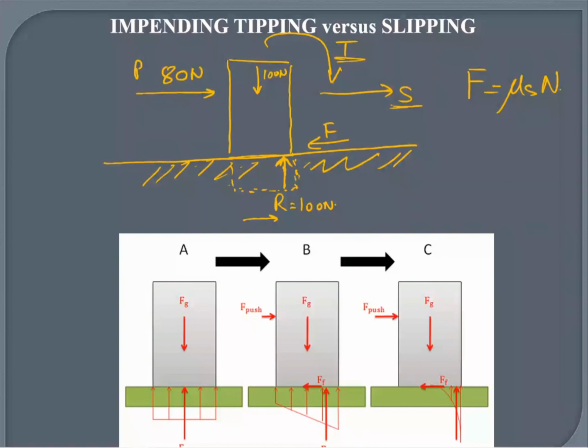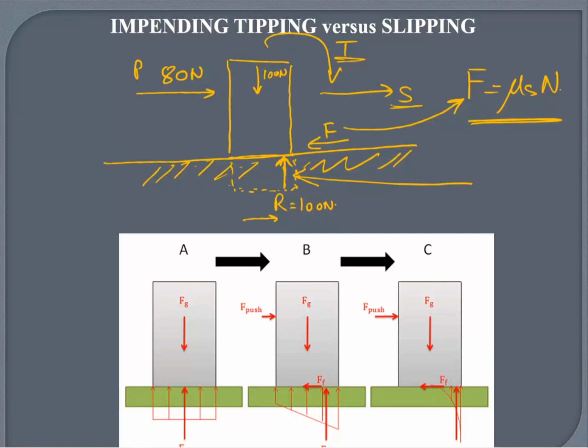Yes, sir. At the moment of slip, if it slides, it means my F value has reached this value. Is that right? Yes, sir. Okay, so if I have reached this maximum value, it means my R is within the boundary of the body footprint. Clear? Yes, sir.